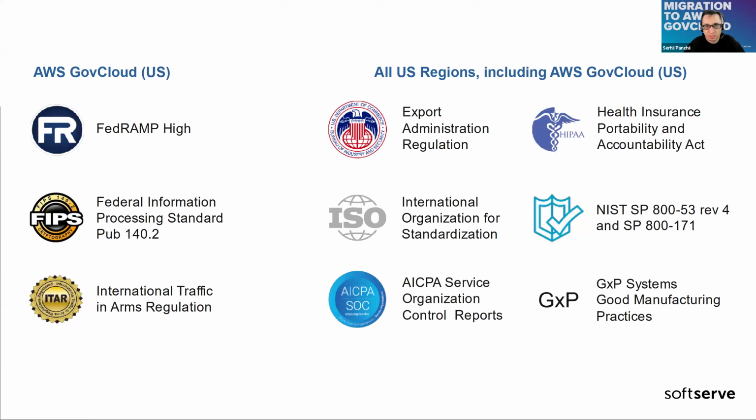Here is a snapshot of the compliance standards covered in GovCloud. The most critical are FedRAMP High and FIPS, covered in AWS GovCloud only. These certifications mean that GovCloud is suitable for sensitive and regulated workloads, but also that customers must adhere to strict design and operational constraints. You are not automatically compliant just by using AWS GovCloud. The implementation details still matter.